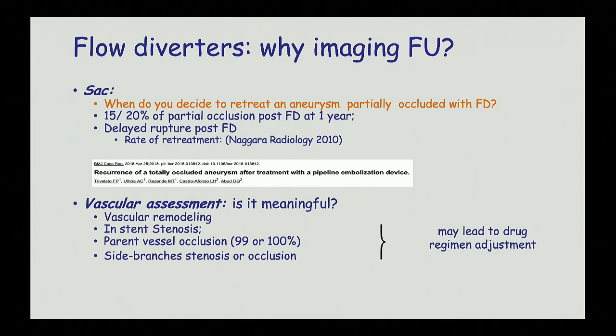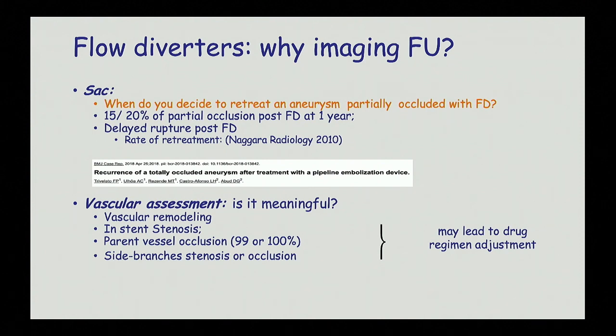So there is a rate of treatment, something between probably 4 and 6% of patients have a retreatment. And even it has been reported that you can have a recurrence of aneurysm after total occlusion. So this is a reason why you want to make a follow-up, imaging follow-up.